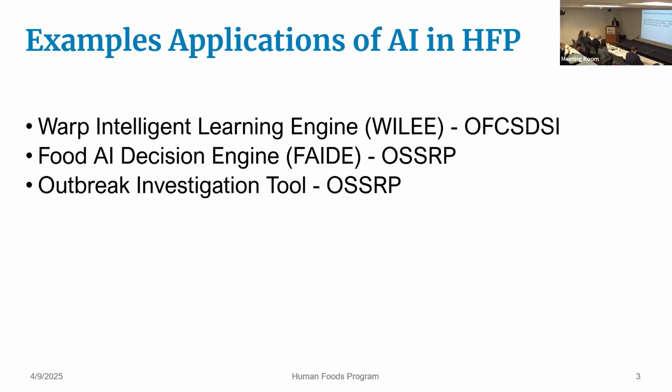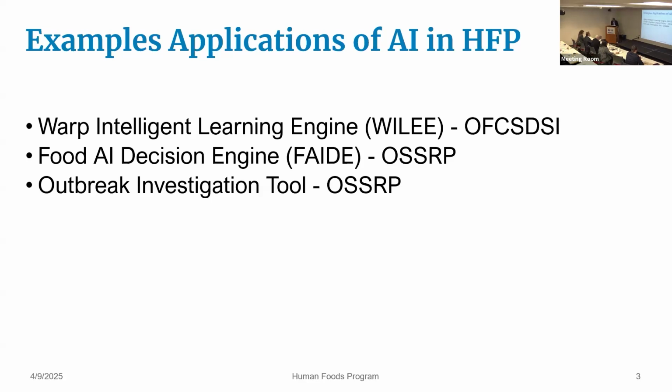The Food AI Decision Engine and the Outbreak Investigation Tool are tools that are developed by the Office of Surveillance Strategy and Risk Prioritization. So the Food AI Decision Engine is used to predict which lines of imports, so these are imports coming into the country, to actually test for potential violations. The Outbreak Investigation Tool allows the program to actually do outbreak investigation at an accelerated pace, so they can determine where the root cause analysis was.